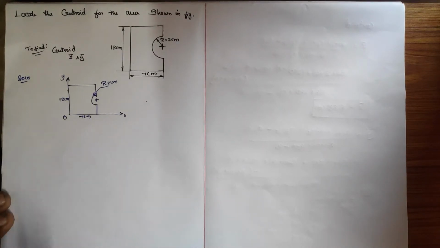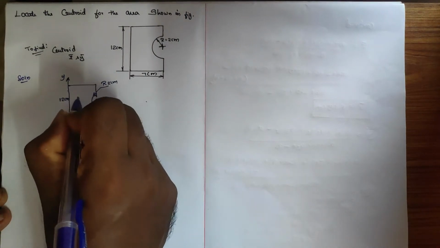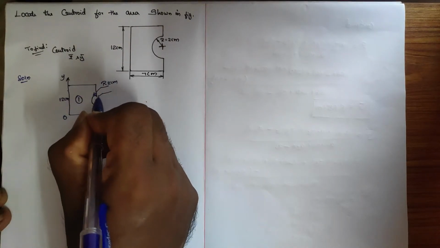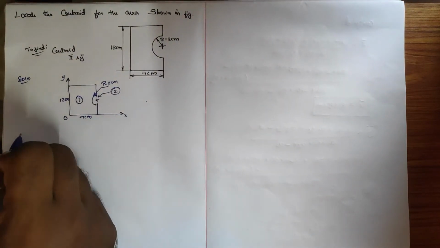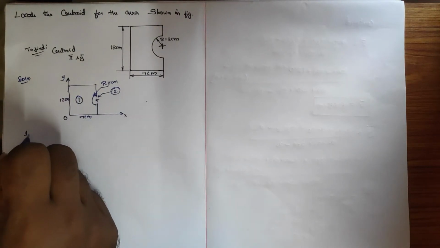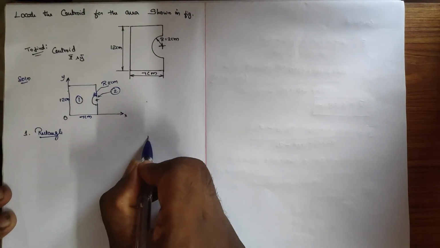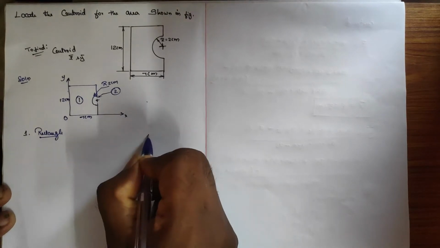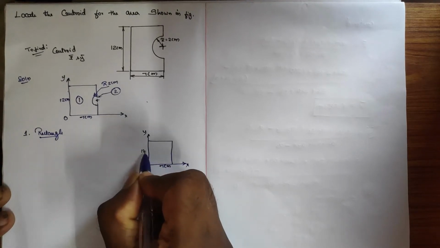And the next step, just break it down or divide it into smaller components. So here, if I break it down, I can say this rectangle is one component and this semicircle is the second component. Okay, two components. First I am going to identify the self-centroid for the rectangle. It's an easy question. So here, bring it to x, y, the measurements 7 centimeter and 12 centimeter.